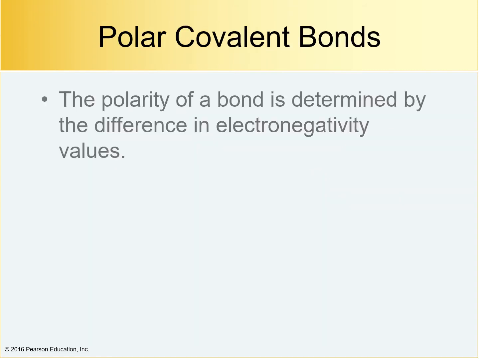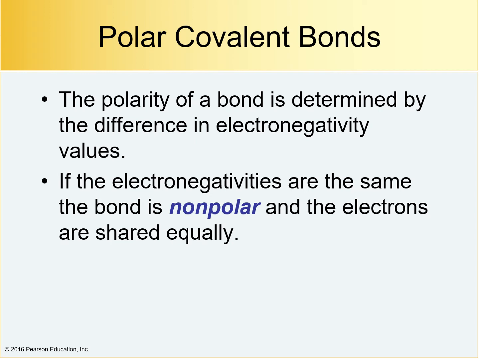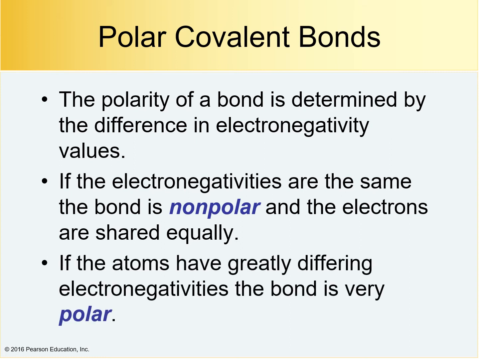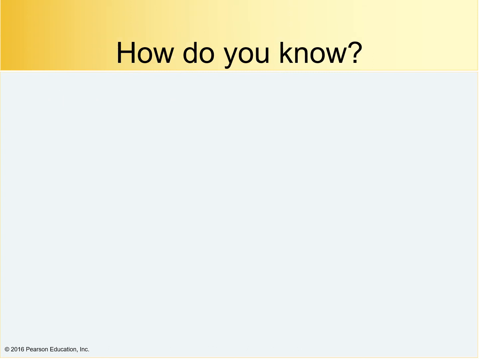So the polarity of a bond is determined by the difference in electronegativity between the two atoms that make up that bond. If the electronegativities are the same, they're sharing those electrons equally and that bond is nonpolar. But if the electronegativities are very different, then that bond is going to be very polar. They're not sharing the electrons equally.